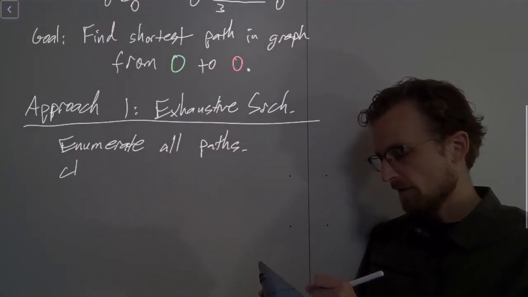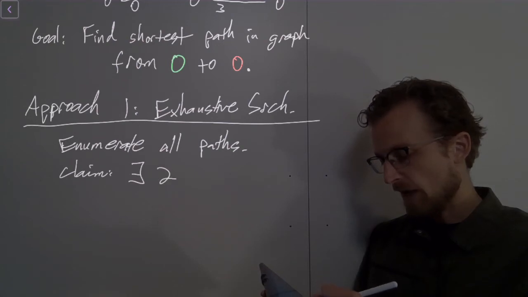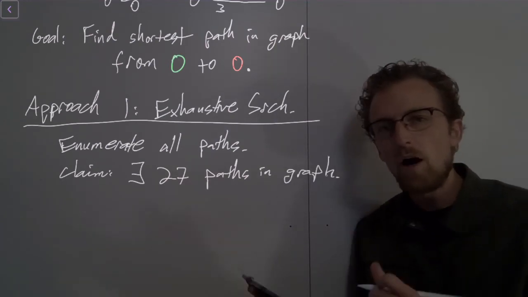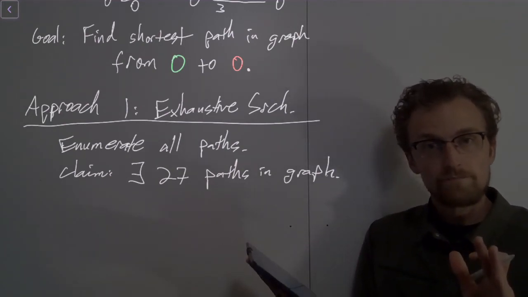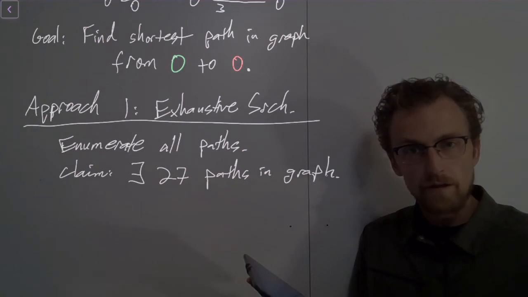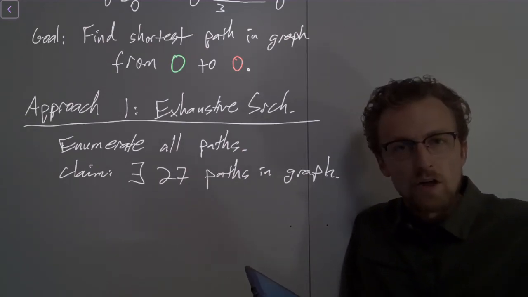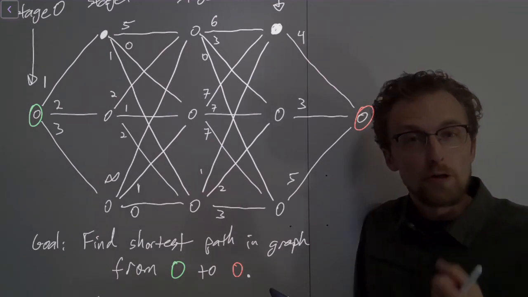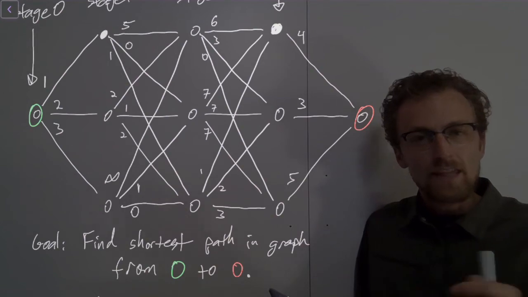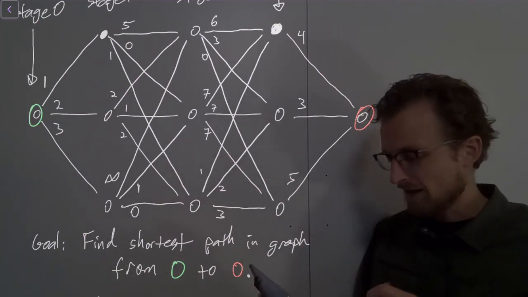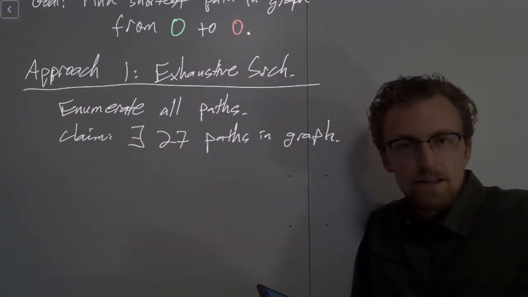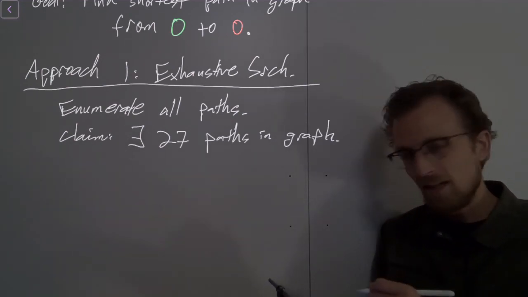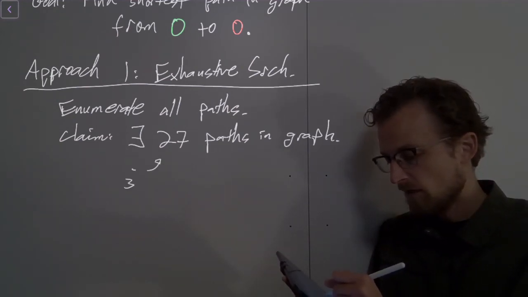So here's my claim: there are 27 paths in this graph. And my justification is the following. We have 3 stages, and at each stage we have 3 decisions to make. So I could imagine writing down the number of paths in this graph with a 3-digit ternary number, a 3-digit number composed of symbols from a 3-symbol alphabet. So what is the number of different combinations I can write down using only 3 symbols? Well, it's 3 to the power of 3. So this 27 is 3 to the power of 3.